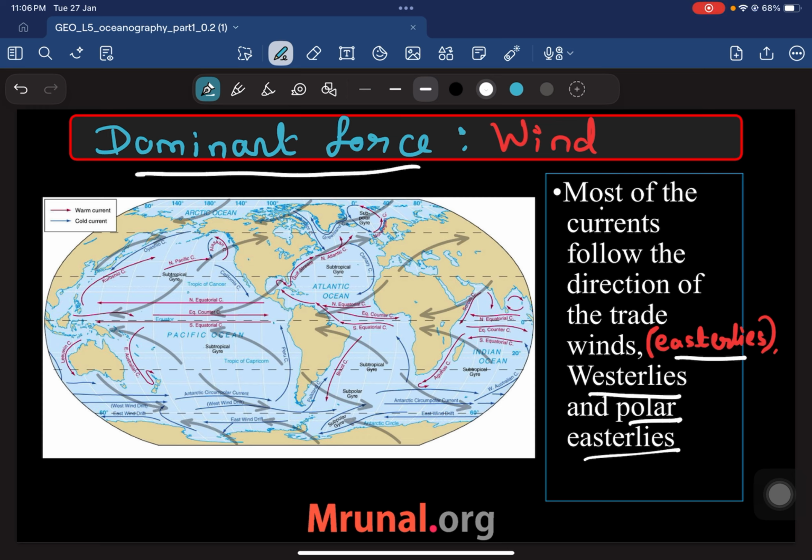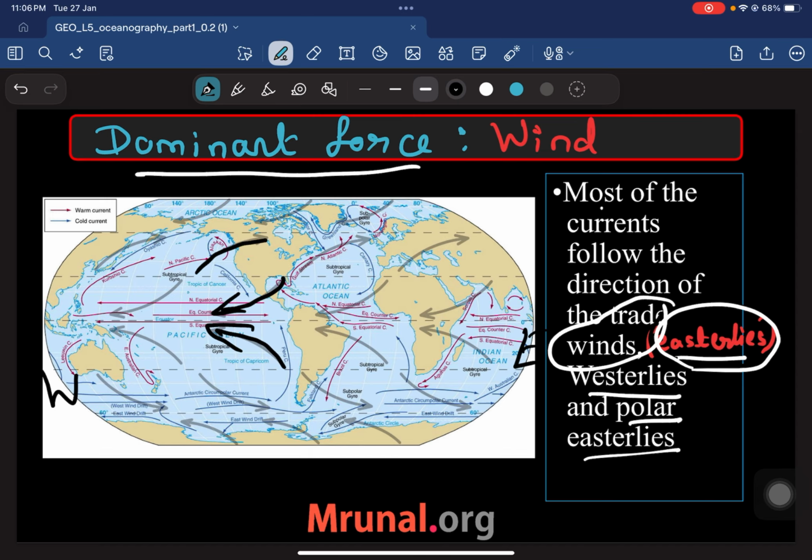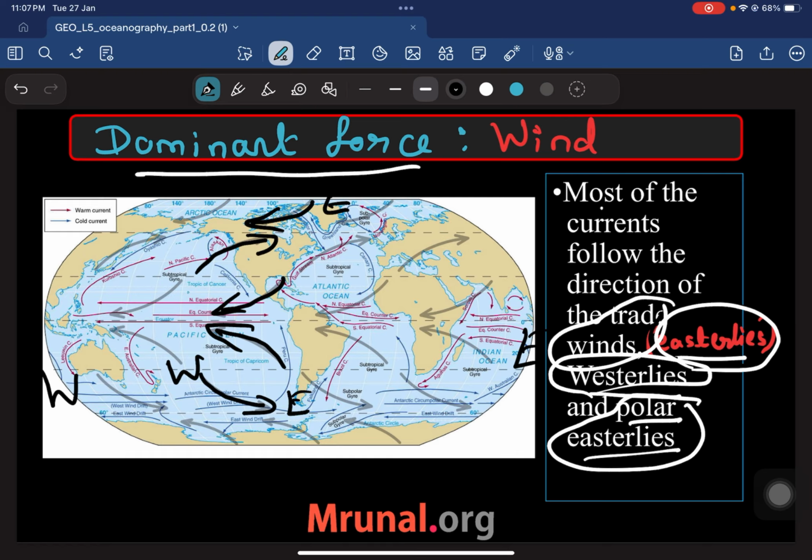Now, this is east, right? Here east is there, here west, right? If the wind is moving from east to west, then these winds are called easterlies, or trade winds. If the winds are moving from west to east, this is west, this is east, then these winds are called westerlies. Polar easterlies are exactly like easterlies. See here, these are moving from east to west. Westerlies means they are moving from west to east like this.